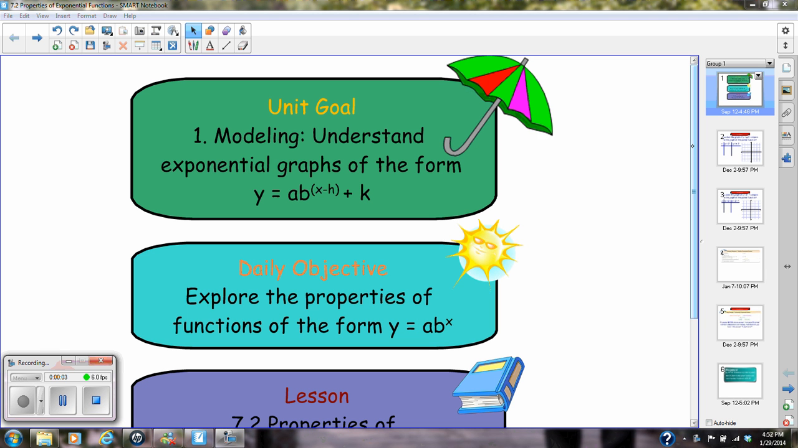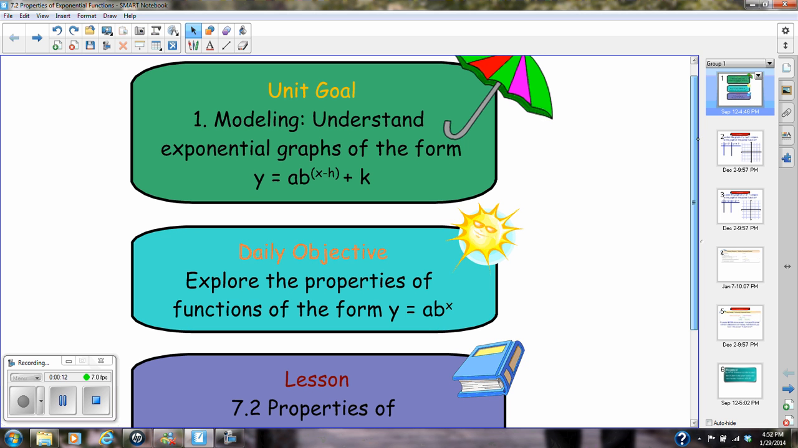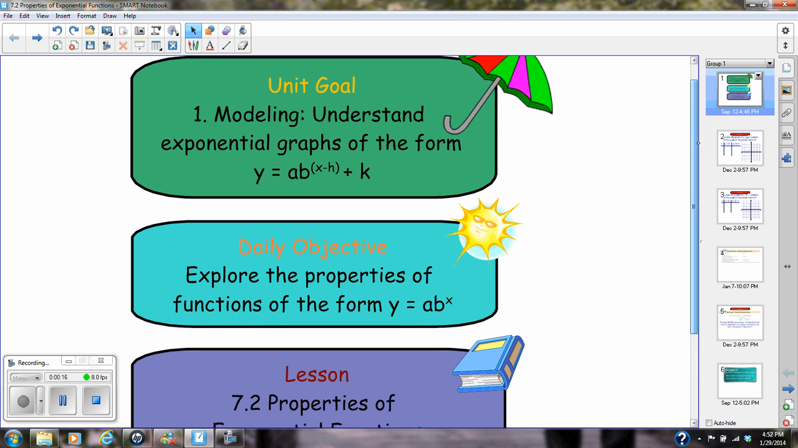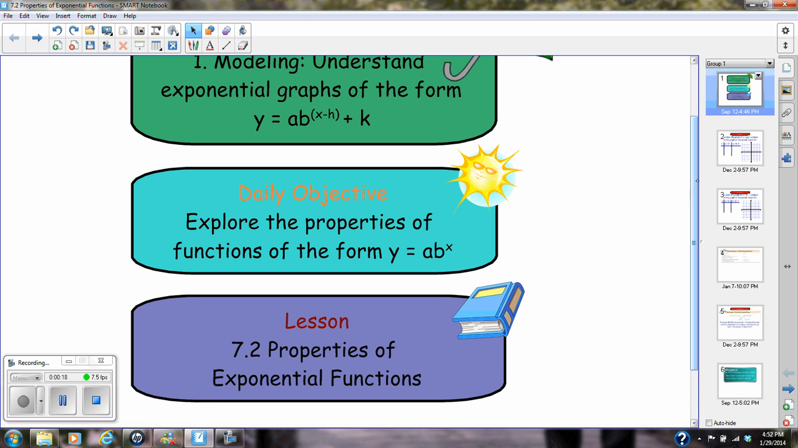All right, our unit goal is the first one, modeling. Understand exponential graphs of the form y equals ab to the x minus h plus k. Our daily objective is to explore the properties of functions of the form y equals ab to the x. And our lesson is 7.2 from the book, Properties of Exponential Functions.